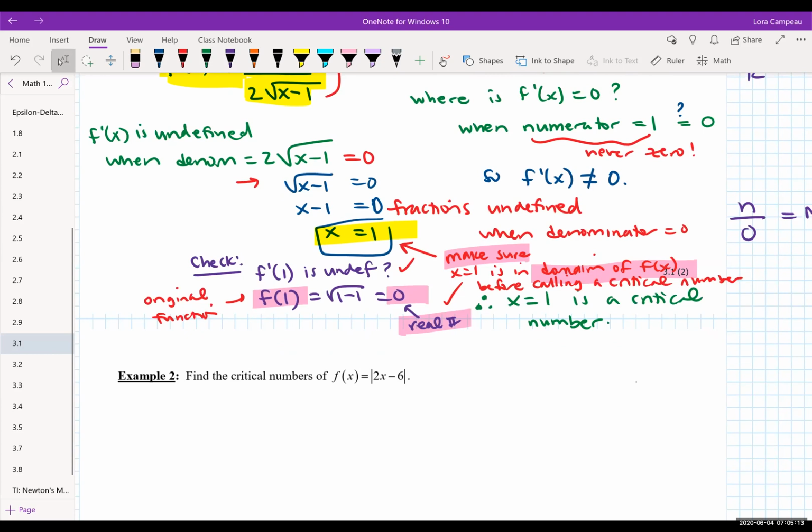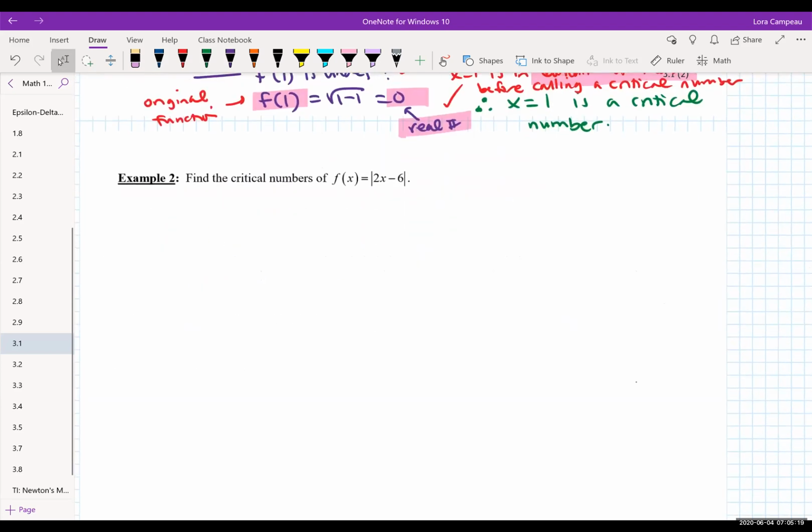So let's see what we can do with another type of example. Just changing the functions as we go, and we can play around. And here we go with an absolute value function. F of x equals the absolute value of 2x minus 6. And I know they're asking for critical numbers, so that gives me a heads up, I'm going to have to take a derivative.